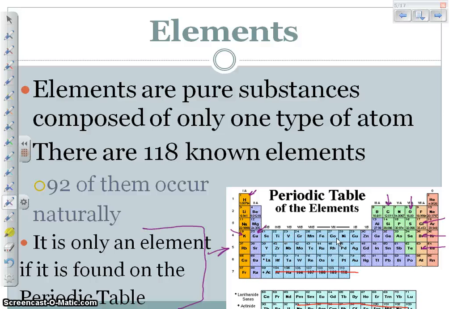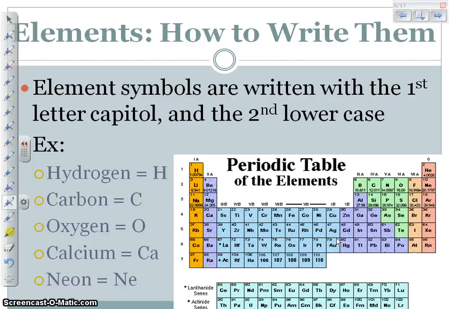Anyways, we got to figure out how to write them, because we're going to spend the next couple weeks writing them in class. Basically, the symbols are written with the first letter as a capital, and if there is a second letter, that's a big if, it is lowercase. So for example, hydrogen we write as a capital H. Carbon is a capital C. Oxygen is a capital O. Calcium happens to have two letters, so it is a capital C and a lowercase a. And neon, capital N, lowercase e.